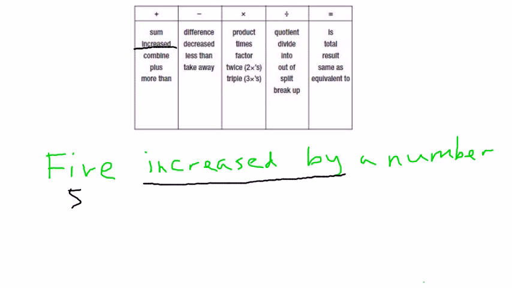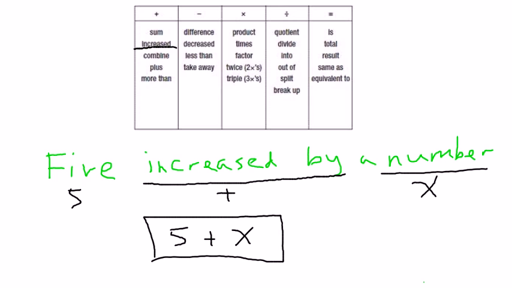The word increased tells us to add. And a number simply stands for a number that we don't know, that is not identified. And because it's unknown, we can call it a letter. In this case, I'm going to represent that number as x. You could have called it x, z, y, c. It really doesn't matter in this case. So 5 increased by a number can be rewritten as 5 plus x. Let's try another one.